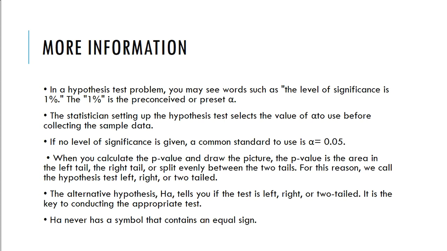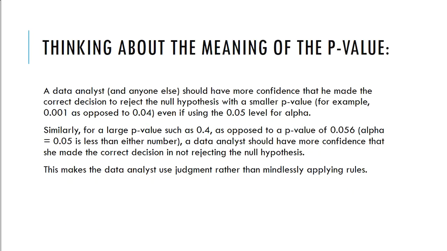When you calculate the p-value and you draw the picture, the p-value is the area in the left tail or right tail, or it is split evenly between the two tails. For this reason, we call the hypothesis test left-, right-, or two-tailed. The alternative hypothesis tells you if the test is left-, right-, or two-tailed. It is the key for conducting the appropriate test. Again, remember, the alternative will never contain an equal sign.